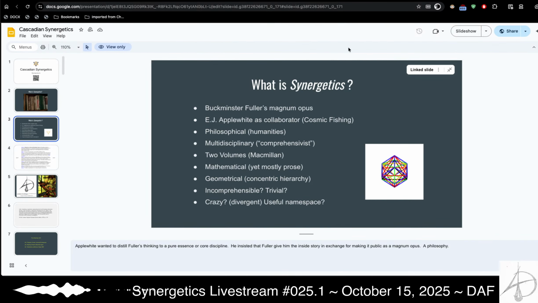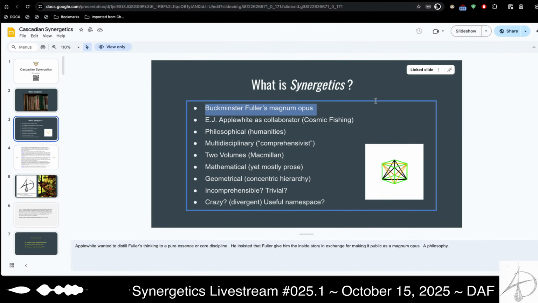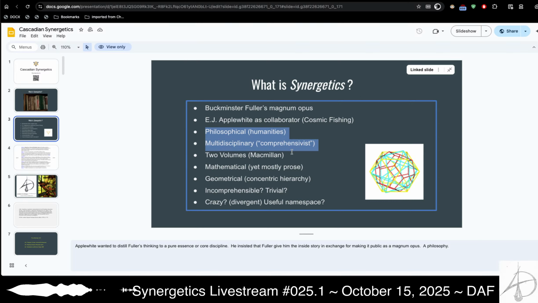So what is Synergetics? I mentioned some of those on the previous slides. It is a collaborative work, which Ed Applewhite remarked on separately in the Cosmic Fishing work. It's a work that, as we will describe and explore, is situated in this very different and unique way, relating to the philosophical aspects and the humanities, and also the comprehensivist, that's kind of a C.J. Fearnley call out, to multi and transdisciplinary studies.